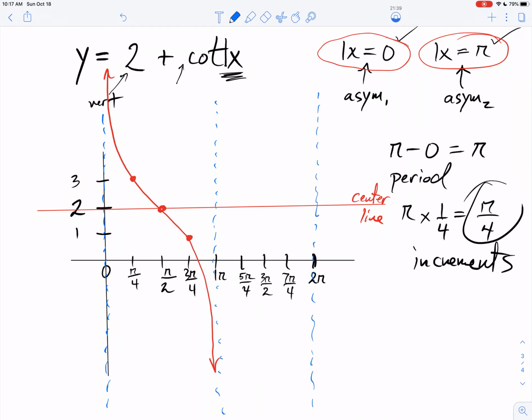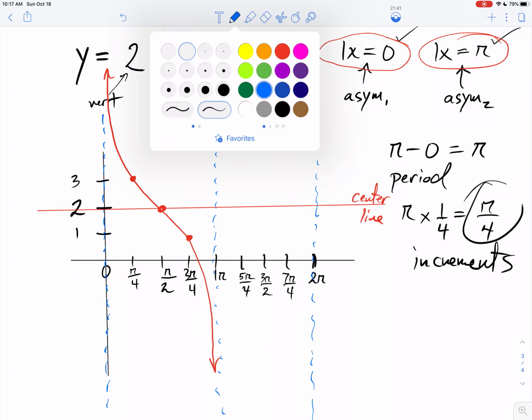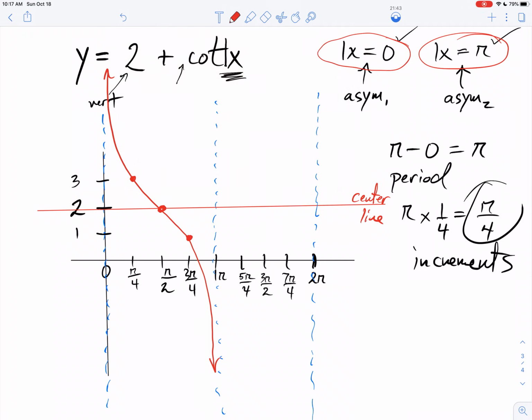So if they asked me in the homework for 1 period, I would have already been done. But if they ask me for 2 periods, I go back and I do asymptote, asymptote, 1, 2, 3. And I would sketch this curve so that it looks congruent to the other one. Congruent in this case means the exact same shape. I can see it's a little bit off, but I would give that to you. That's full credit in my book.